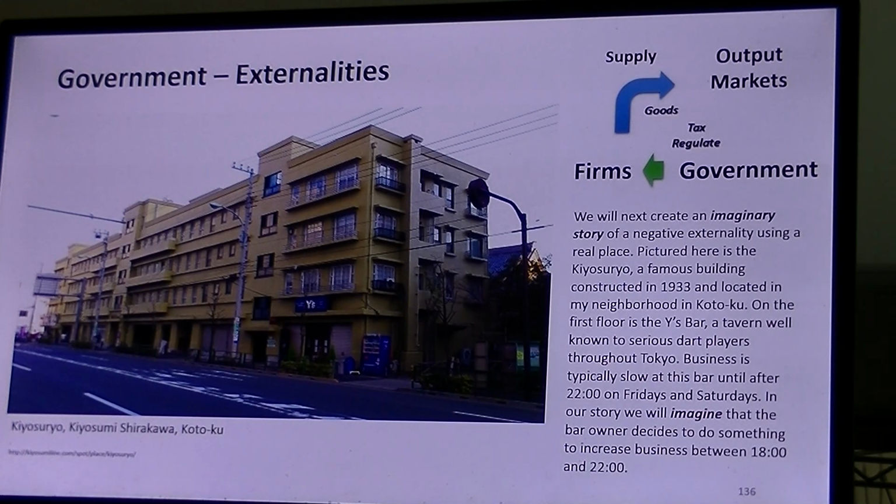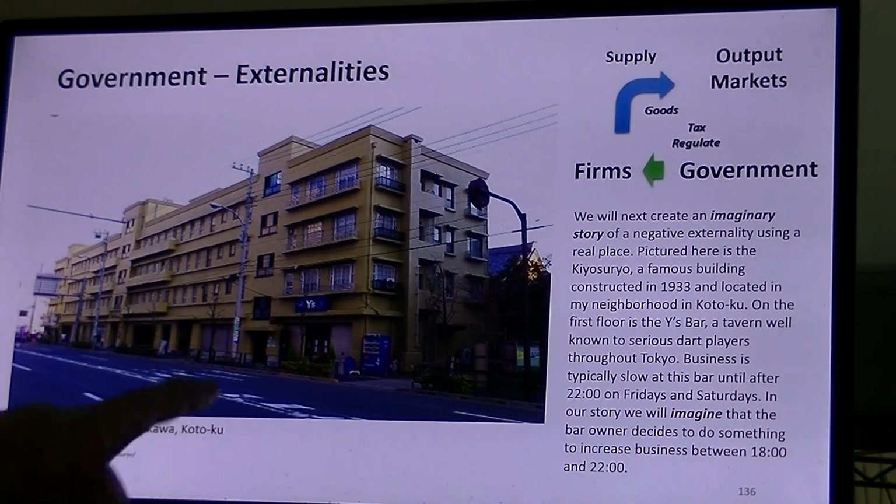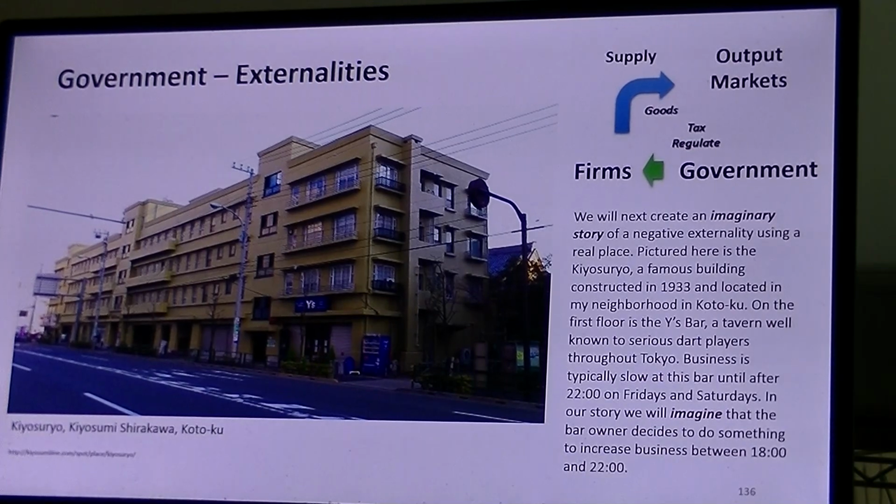This is a building called the Kiyosuryo building in my neighborhood, Kiyosumi Shirakawa. It's actually quite a famous building if you're interested in architecture. Ask anybody, any students that are studying architecture or interested in architecture and design. They probably know this building. It's quite well known. This is a famous building constructed in 1933.